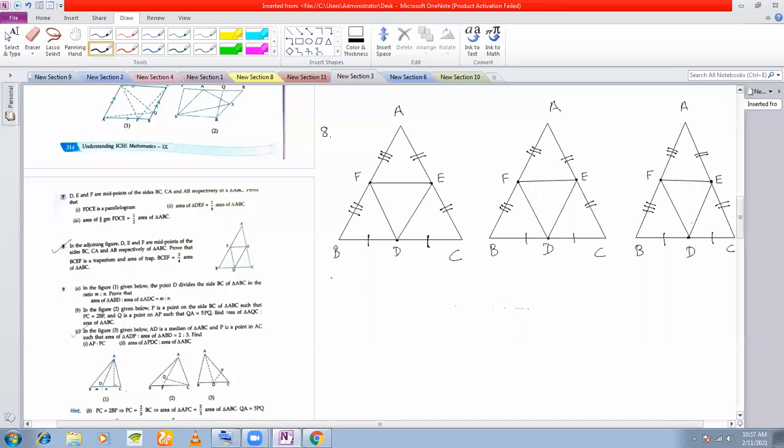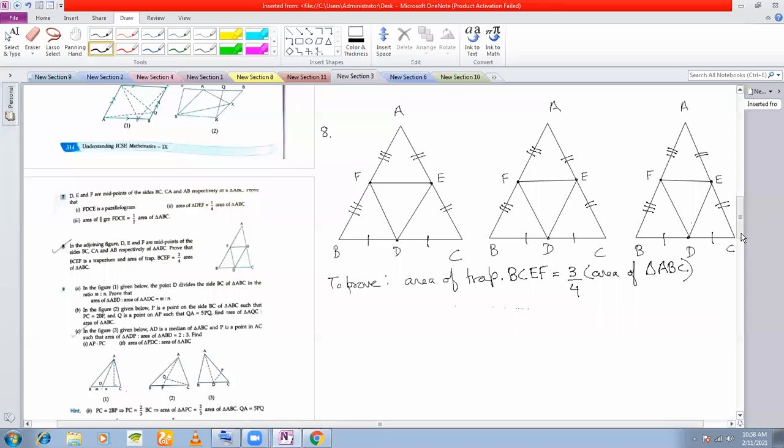You need to prove that. Let's write what you need to prove. To prove: area of trapezium BCEF is equal to 3/4 area of triangle ABC. This is what you need to prove.